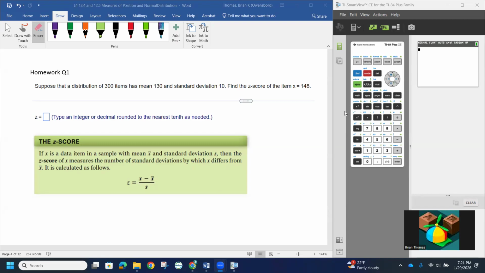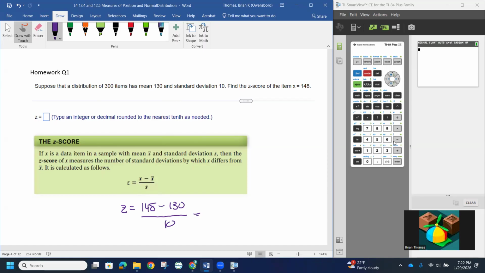So really, to find the z-score, we have to know the item, which they said was 148. The mean was 130 and the standard deviation was 10. So I can just substitute this straight into our formula. So z equals 148 minus 130, divided by 10. And they do say round to the nearest tenth.